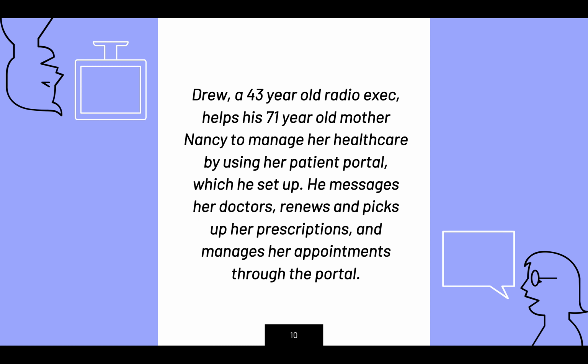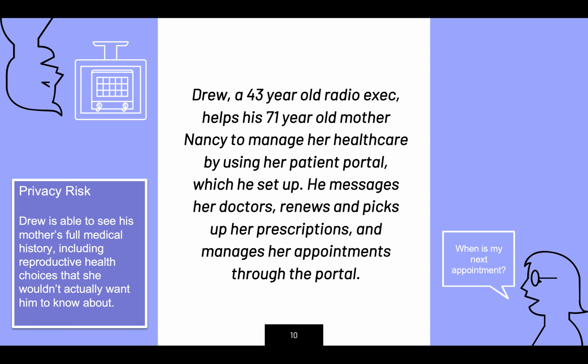So Drew, a 43-year-old radio exec, helps his 71-year-old mother, Nancy, to manage her healthcare by using her patient portal, which he set up. He messages her doctors, renews and picks up her prescriptions, and manages her appointments through the portal. So she might ask him, when's my next appointment? And he just looks it up and lets her know. There's some privacy risks associated with this. So Drew's able to see his mother's full medical history, and that includes some reproductive health choices that she wouldn't actually want him to know about.